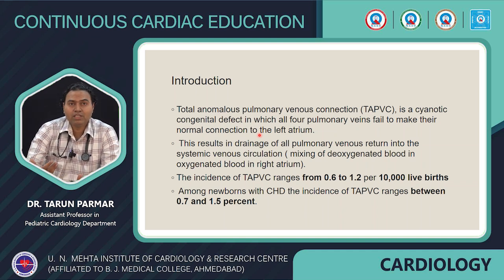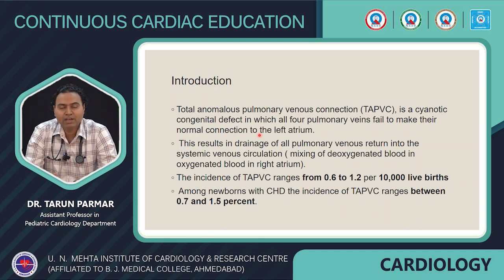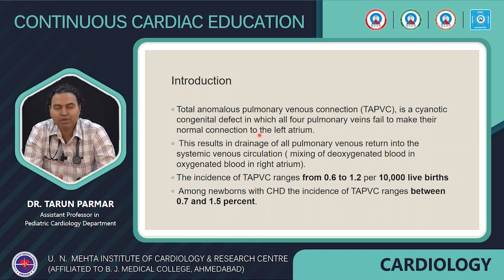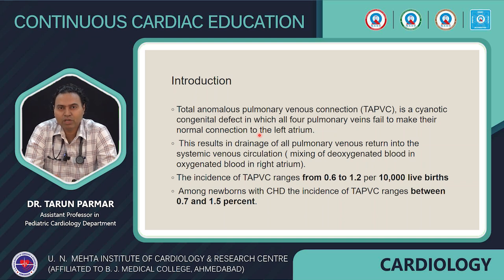So this is the admixture physiology, and I want to make it clear that TAPVC and TAPVD are different. In TAPVD, total anomalous pulmonary venous drainage, the connection of the pulmonary veins is to the morphological left atrium, but it drains to the right atrium and RV. TAPVD conditions are common atrium or septum primum malposition. So we are dealing here with the TAPVC, where the connection of the pulmonary veins is not to the LA.